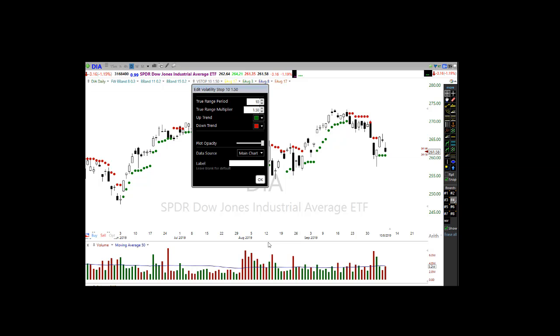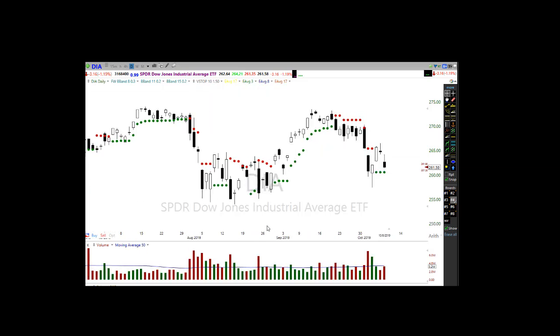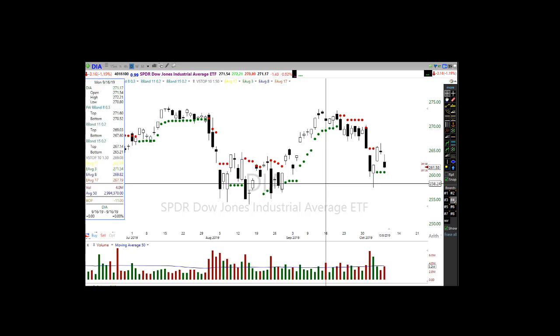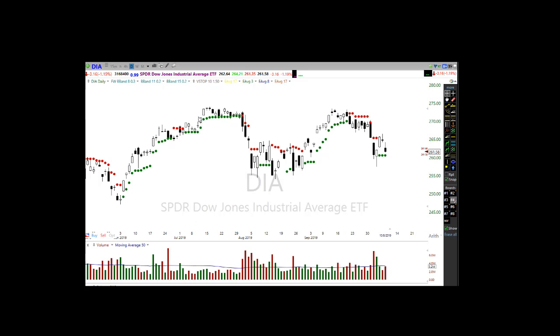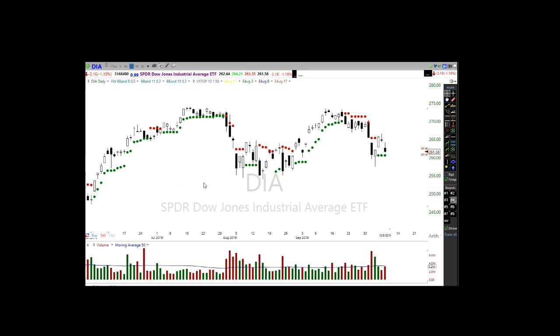So let's take a look at this Dow chart using these settings. You can see when we were right in here, our volatility stop settings are above price. They're telling us there's price resistance in this chart. They're telling us to be careful trading anything under here long. Let's actually get out of this area where we don't have quite so much volatility and look over here where things were a little bit better.